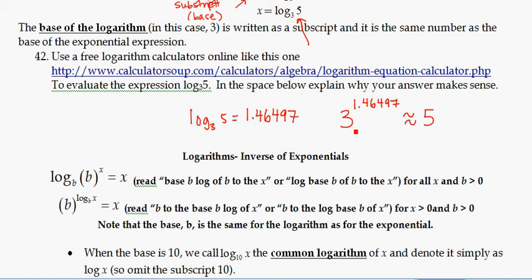And does this make sense? Does it make sense that 3 raised to about 1½ power would give me 5? And the answer is sure, because 3 to the first power is just 3. But if I go 3 to the second power, that's 9. So 3 to the 1½ should be somewhere between 3 and 9. So anytime you're using these calculators, make sure your answer seems reasonable.